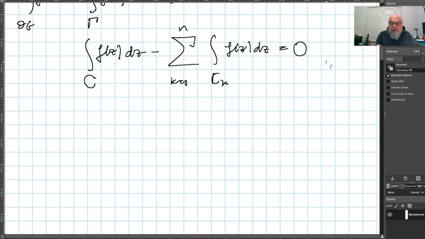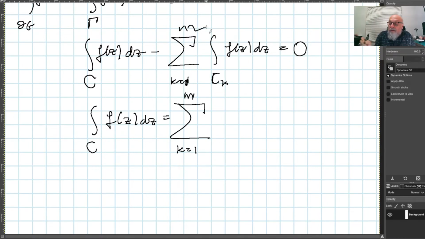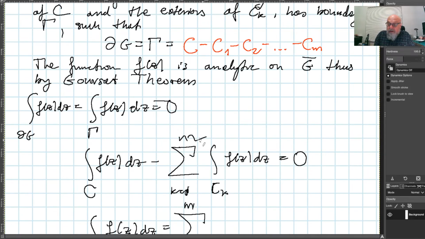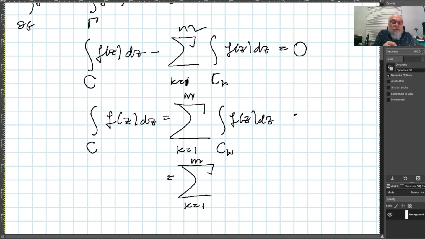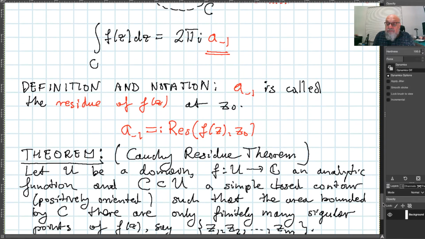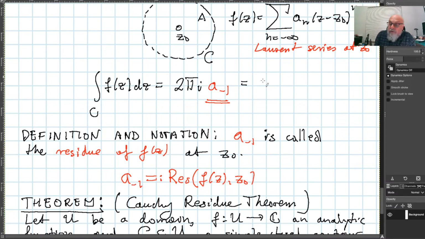And then clearly, what do I have here? I have that the integral over C of f of z dz is equal to the sum, k from 1 to m, of the integral over ck of f of z dz. Did I do it correctly? M, yes, m everywhere. And look, we just computed this integral above in the previous page, so let me go there. This integral is equal to 2 pi i times r minus 1, which is called the residue of f of z at the point z0.